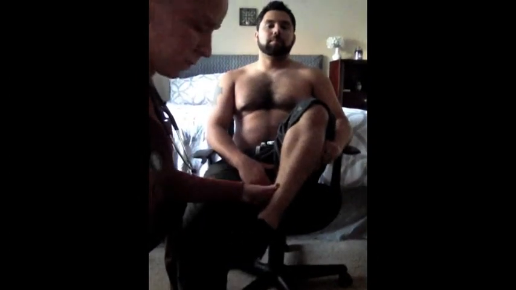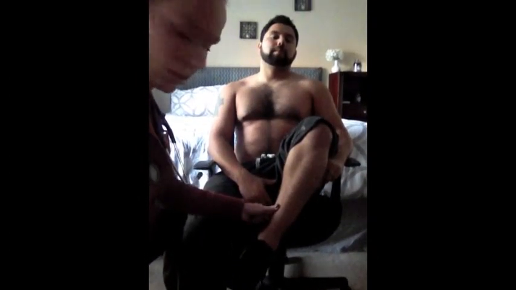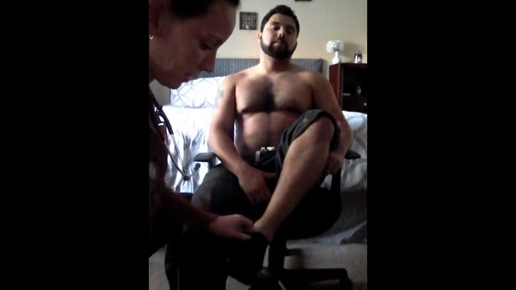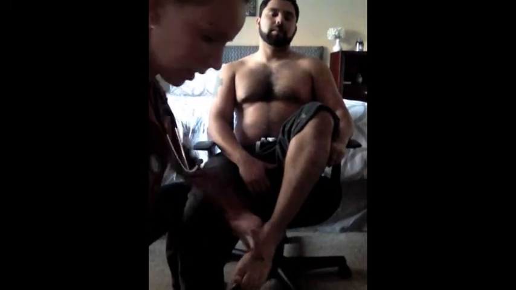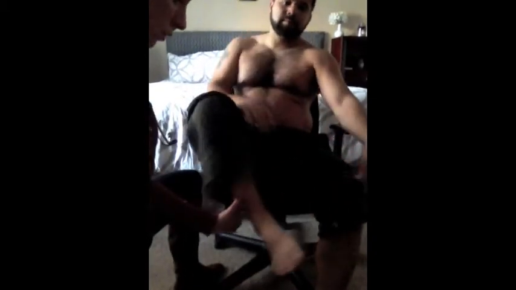Next is posterior tibial. And the final one is dorsalis pedis. Okay, and that is present. And I would check it on the other side as well. And those pulses are present.